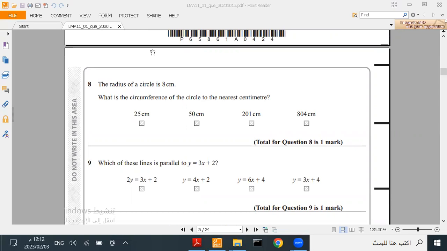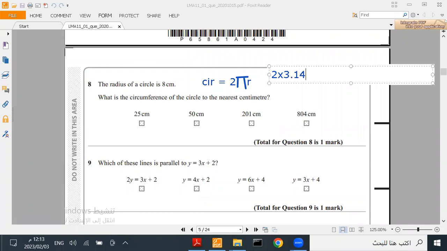2 pi r. So we use 2 pi r. Good. Circumference. Equals 2 times 3.14 times 8. Okay, that's so easy. So 2 times 3.14 times the r. What's r? 8. Good. The radius.